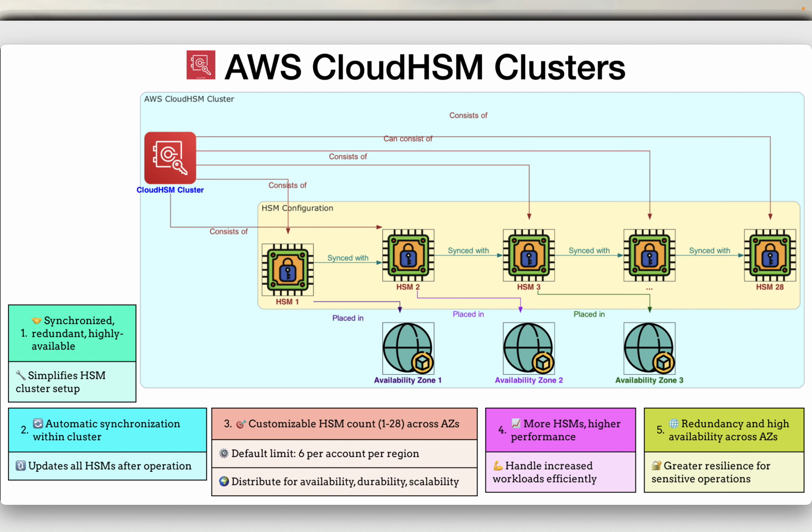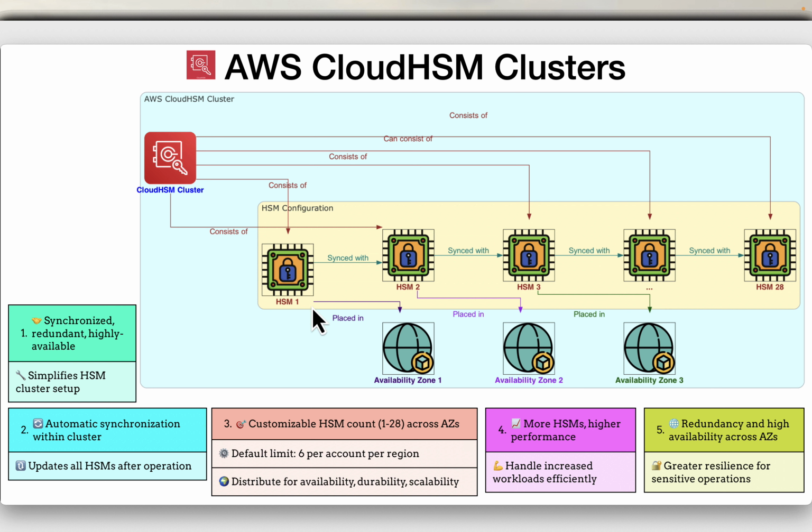By spreading HSM clusters across multiple availability zones, users can achieve greater redundancy and high availability for their sensitive cryptographic operations. So I just want to correct myself. You can have in a cluster up to 28 HSMs. The default limit is 6, but you can go up to 28.